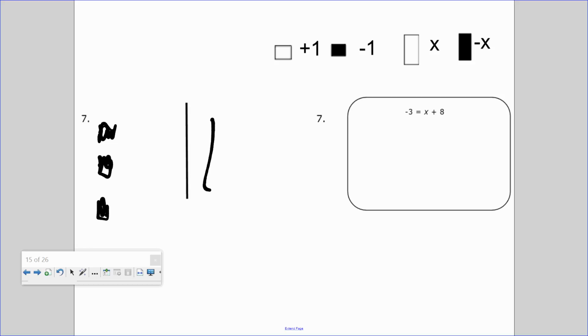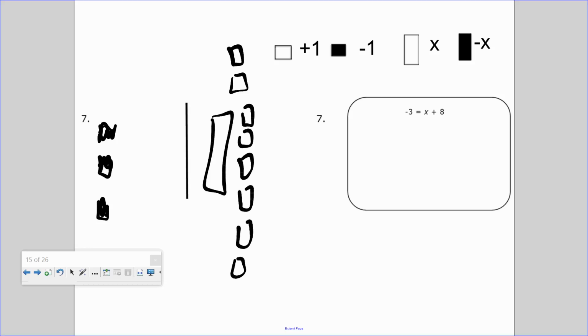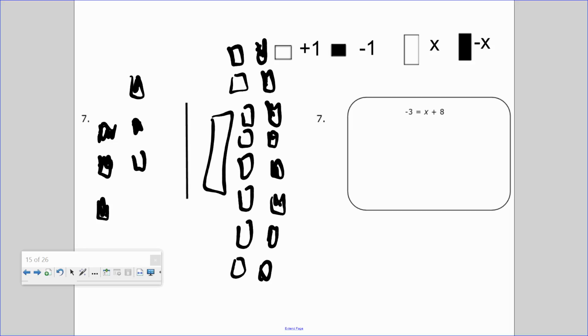It is equal to x plus 8. So how can I isolate this variable x? I need to get rid of these 8. What's the inverse of 8? Negative 8. I don't want a pain thing to draw. So make sure you balance it by drawing negative 8 on the other side.